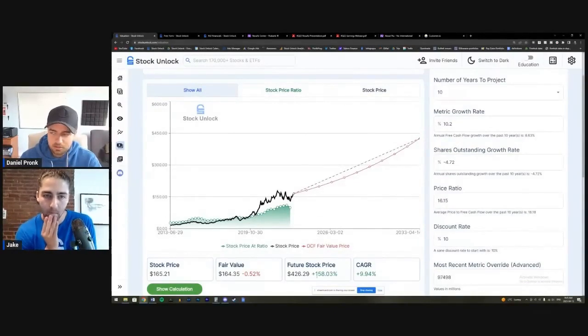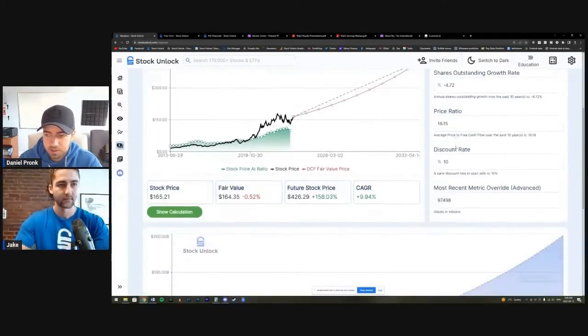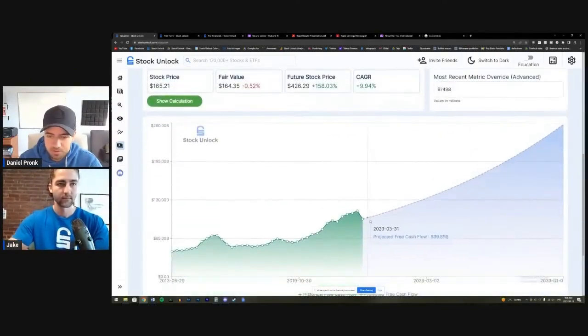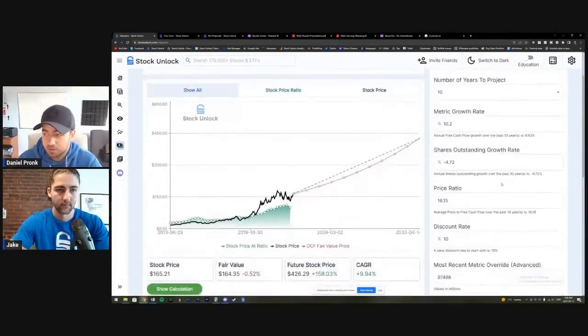One thing first, what I like to do in the DCF, what I just did, is change the growth rate to find out where the fair value is. So you can see for Apple to be at fair value right now, it would basically have to grow its free cash flow at 10.2% to give you that 10% return, which would mean its free cash flow would have to 2.5x over the next decade, which I don't know if it can do. I really don't know.